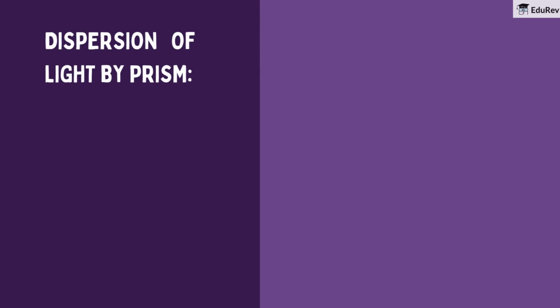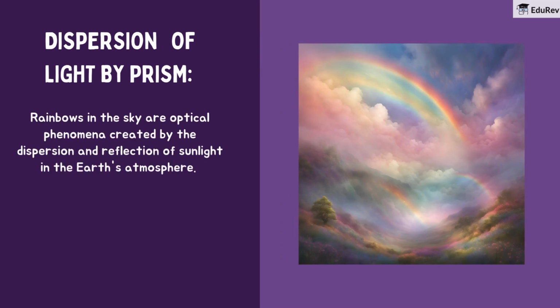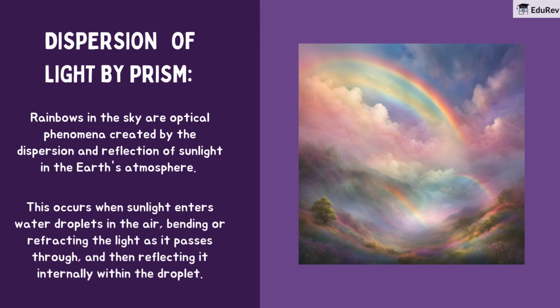Dispersion of light by prism. Rainbows in the sky are optical phenomena created by the dispersion and reflection of sunlight in the Earth's atmosphere. This occurs when sunlight enters water droplets in the air, bending or refracting the light as it passes through, and then reflecting it internally within the droplet.